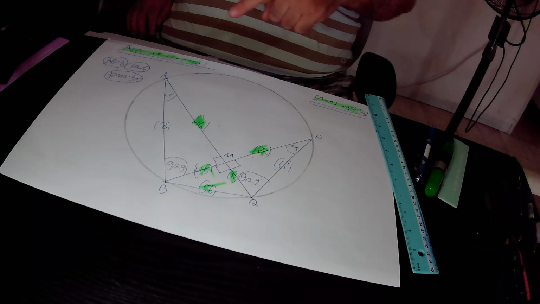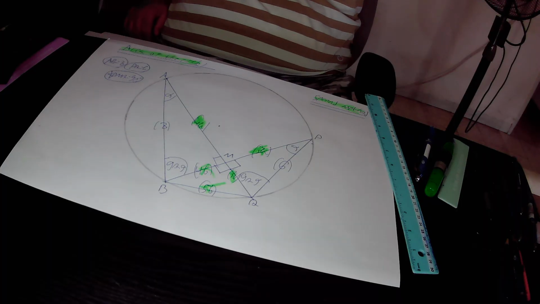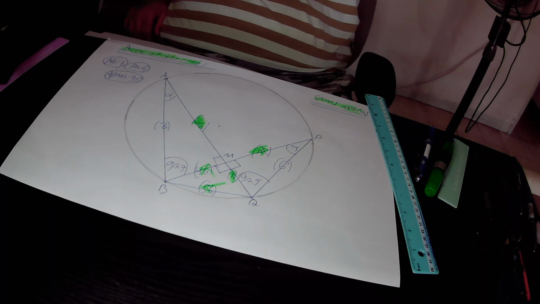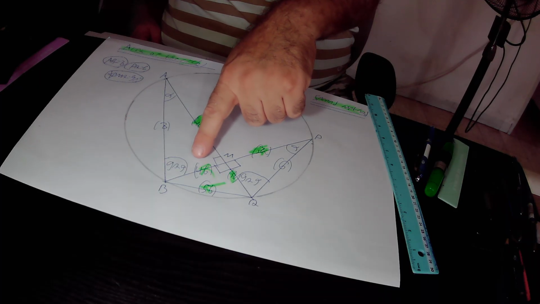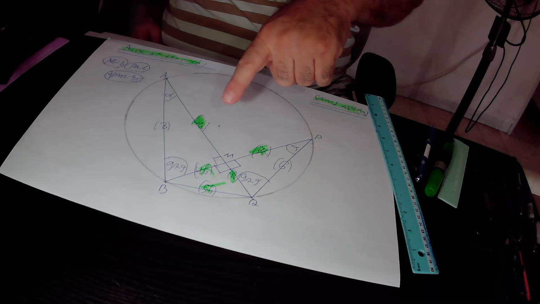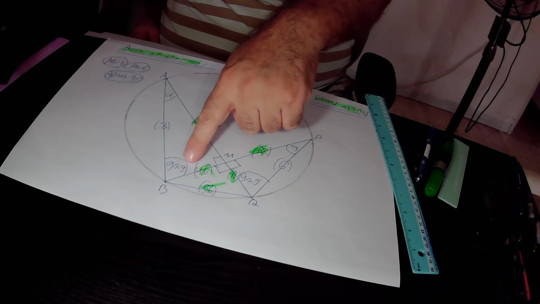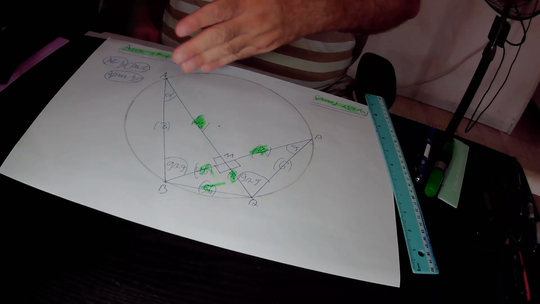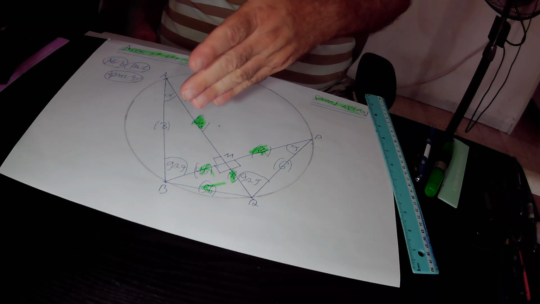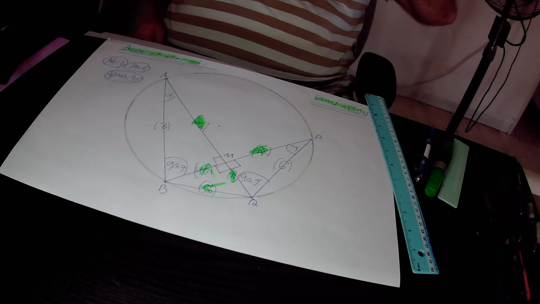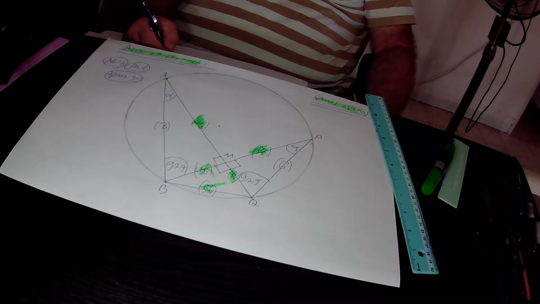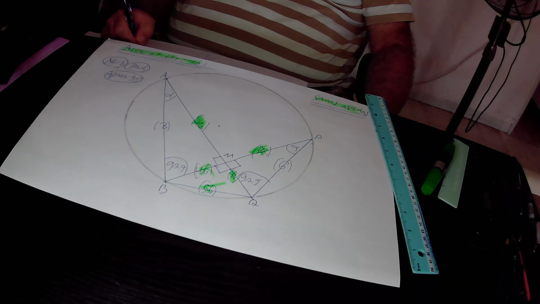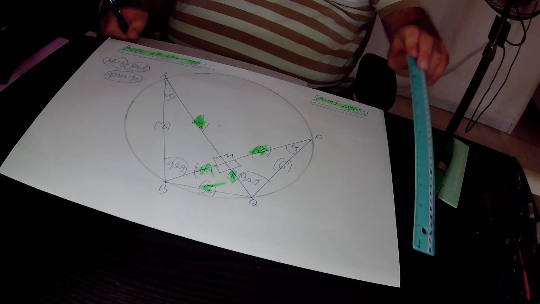So if you focus on triangle ABQ, according to the law of sines, the following equation will be true: AQ over sine angle ABQ equals 2R. Again, AQ over sine angle ABQ equals 2R. And 2R is the diameter of the circle that circumscribes this triangle ABQ.